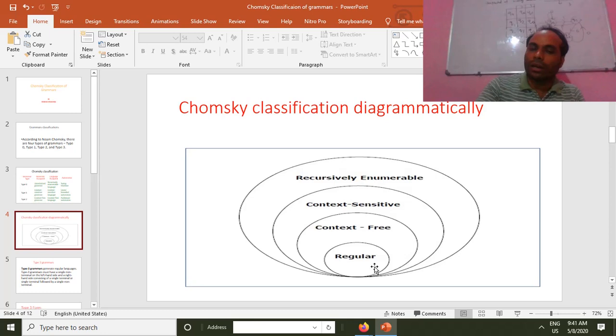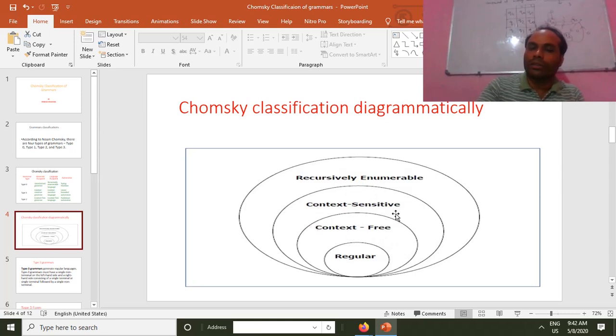If the grammar is satisfying the regular grammar, you are able to construct the finite automata. Yes, if it is a regular grammar, definitely you may give the finite automata. If it is satisfying the context free grammar, are you able to give the pushdown automata? Yes, you can give the pushdown automata for all the context free grammars. All the context free languages you can represent with the pushdown automata.